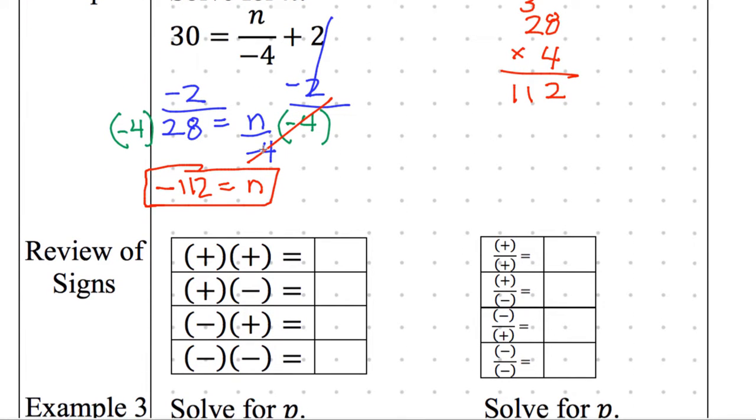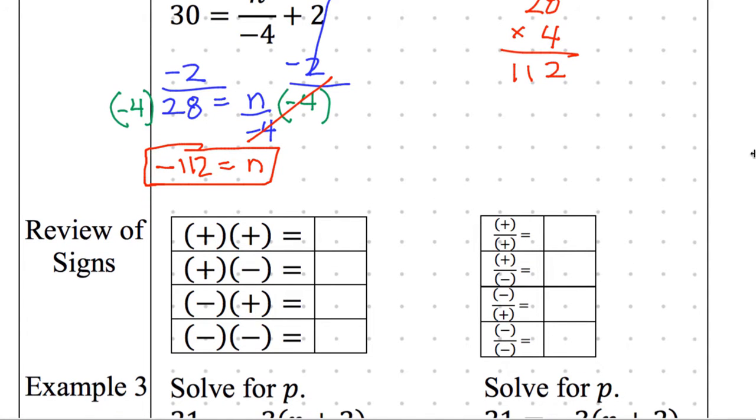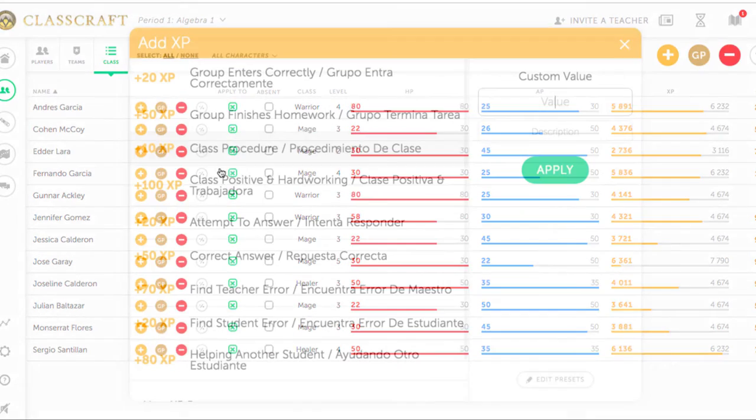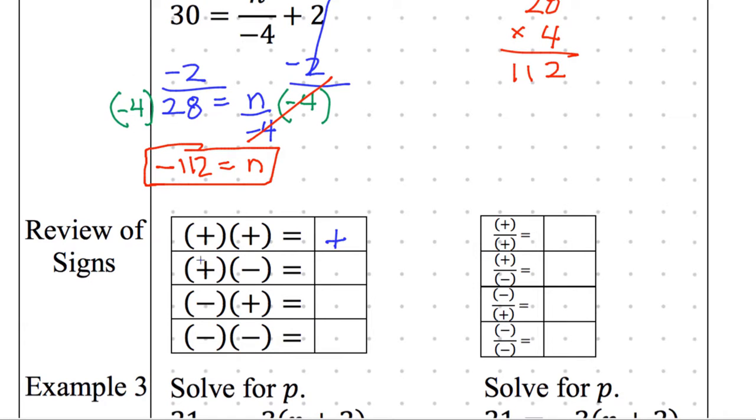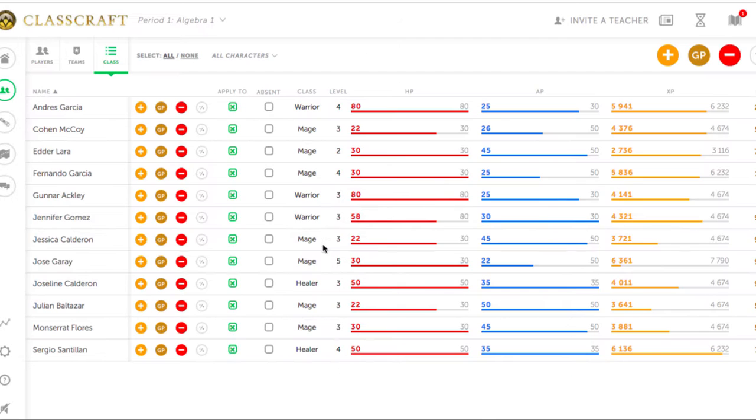And because we didn't know that answer, I want to review signs really quickly. A positive times a positive is what? Quiet raised hand. Andres? A positive. So write a positive here. Thank you, Andres. What about the next one? A positive times a negative is, Sergio? Negative. Write it down. It's a negative. Thank you, Sergio.